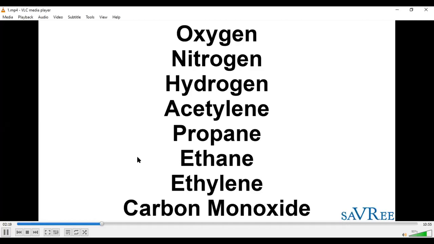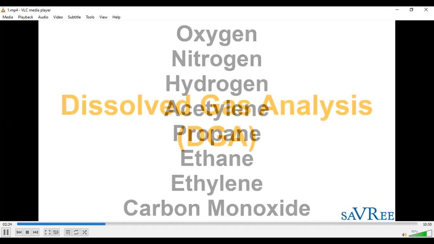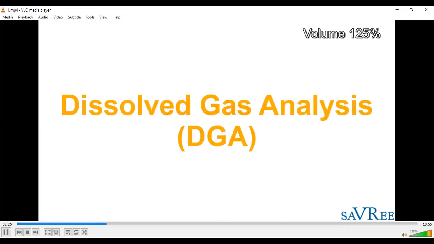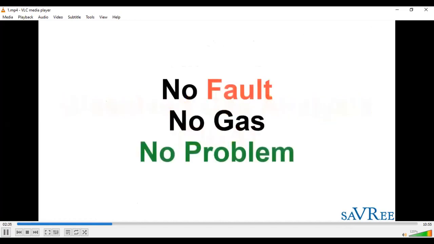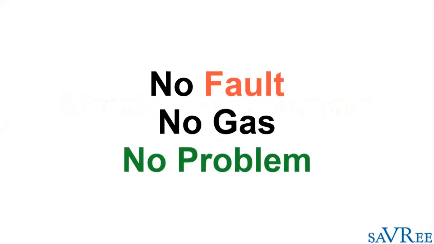could potentially find within the transformer. And the analysis of these gases is called dissolved gas analysis, or DGA for short. Generally, if your transformer does not have any faults, then you should not be finding any large pockets of gas coming from the transformer tank.